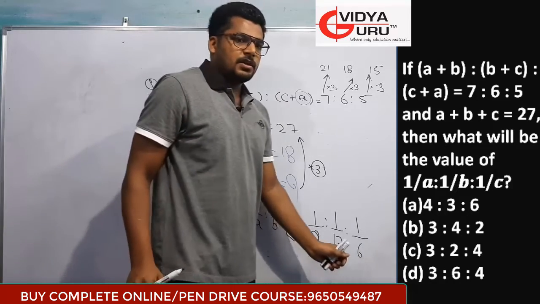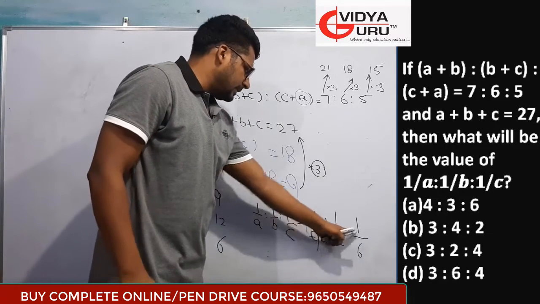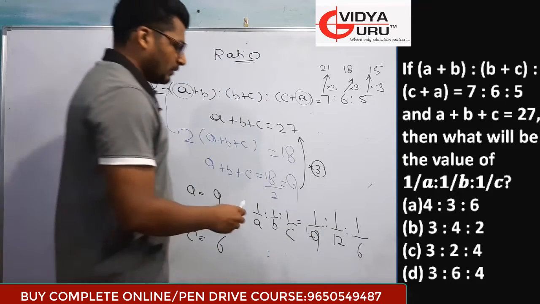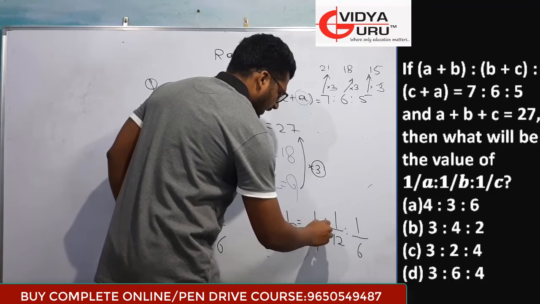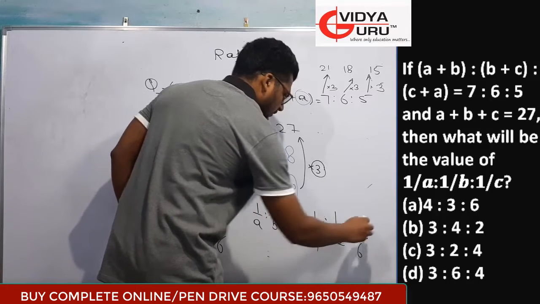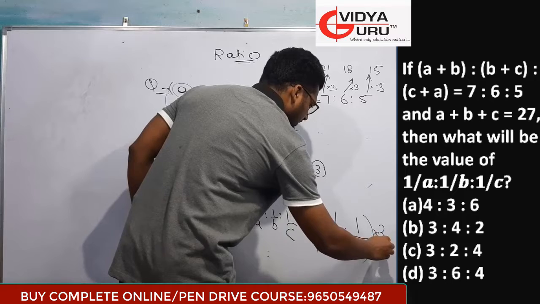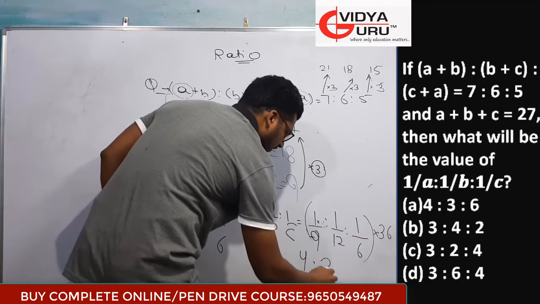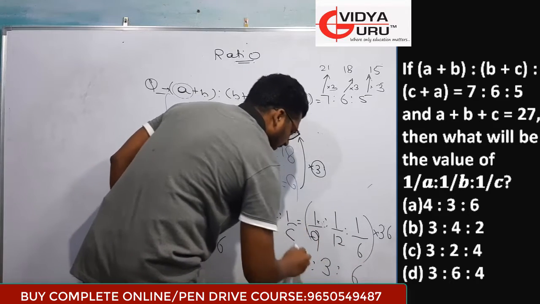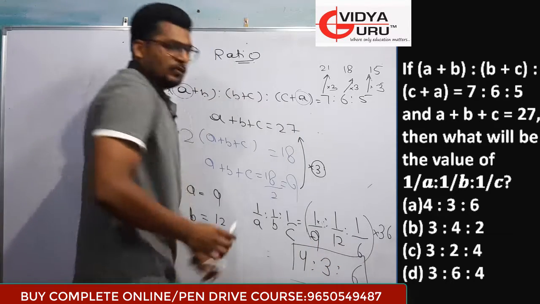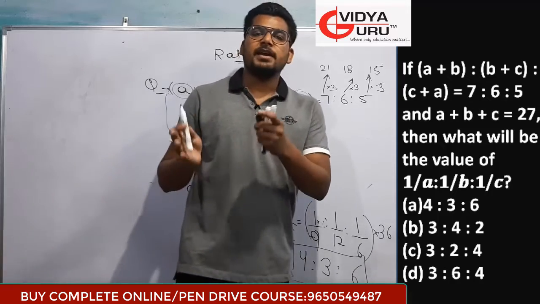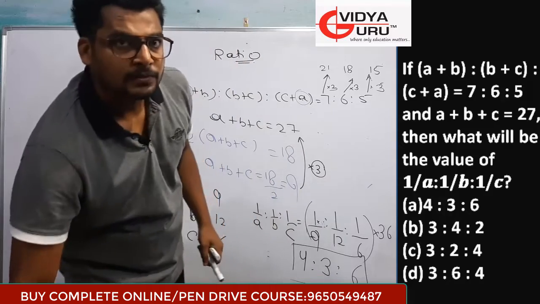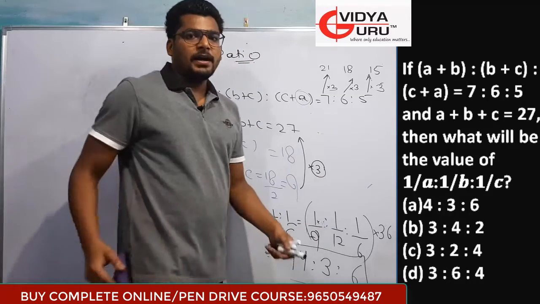To make it in general form, we will multiply this by the LCM of this. What will be the LCM of this? 36. If we multiply the whole ratio by 36, then 9 4s are 36, 12 3s are 36, 6 6s are 36. The answer of this question is 4 ratio 3 ratio 6. Option A is the correct answer of this question. Coming on to our next question.